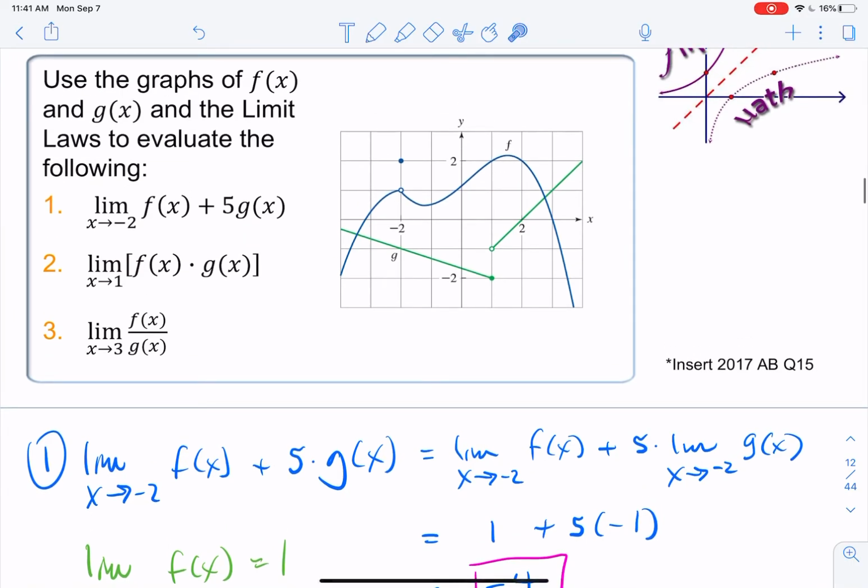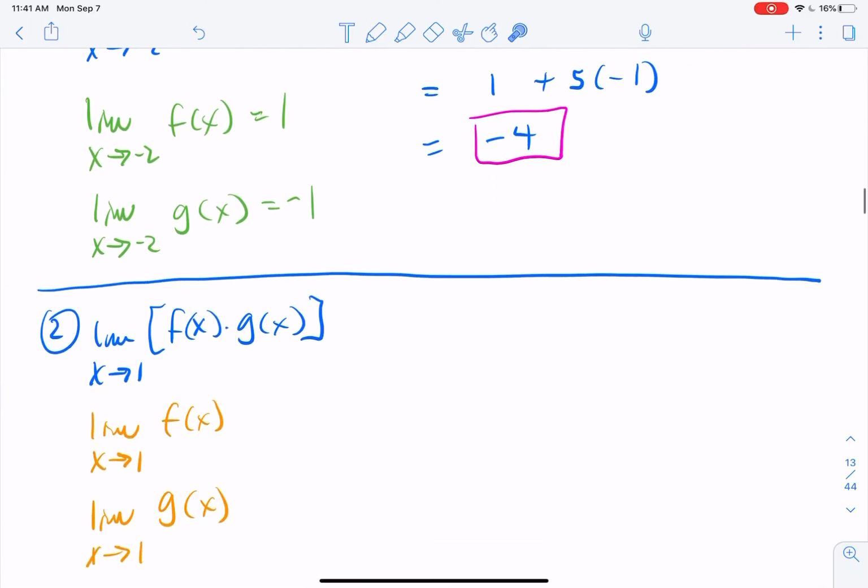All right, this time we're at 1, and on the f of x function, oh, this is fantastic. It's nice and continuous here, and it looks like from either side we are approaching the number 2.